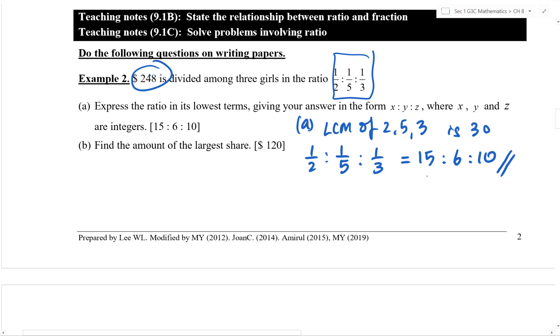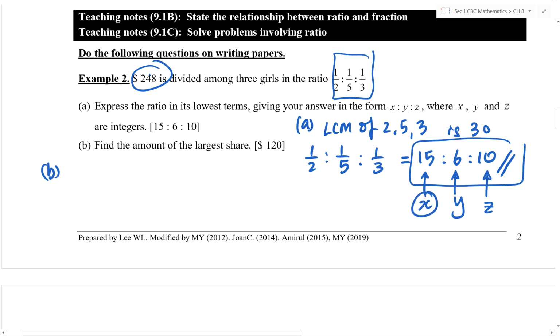They did not ask for it, but this over here is our value for x, this is the value for y, and this is the value for z. Now part B, to find the amount of the largest share. By writing down its equivalent ratio over here, we see that the largest share will be x.